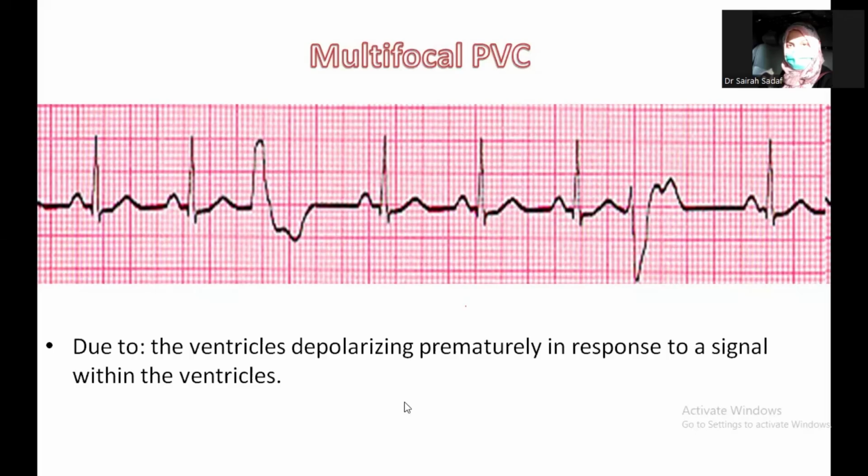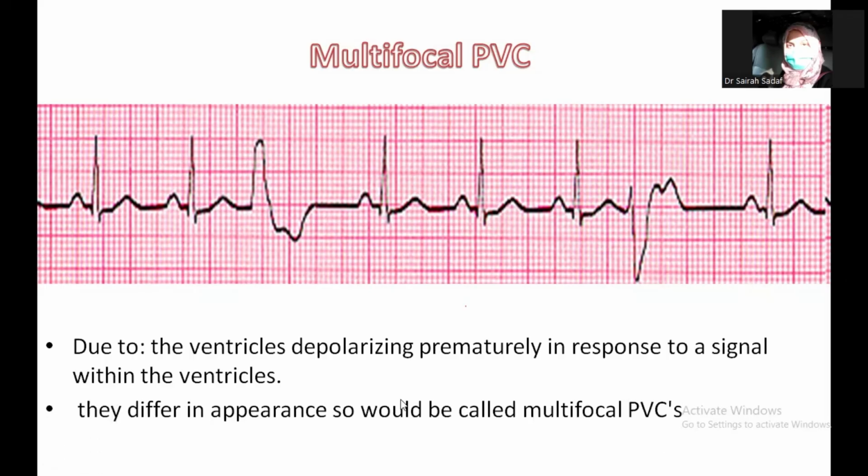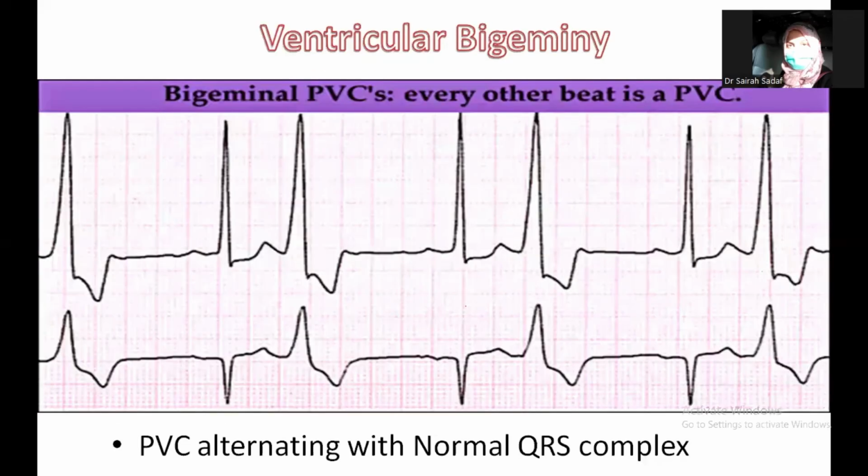So due to ventricles depolarizing prematurely in response to a signal within the ventricle, this is the pathophysiology. You want to remember it, memorize it. Otherwise, there's no need to focus too much on the pathophysiology right now at this stage. You just have to identify what's going on. If the QRS complexes differ in appearance, it would be called multifocal PVCs.